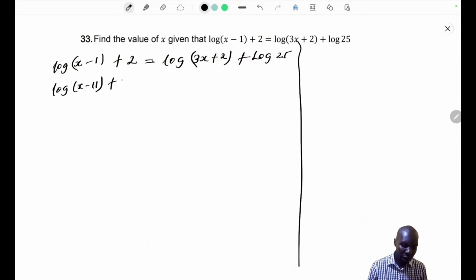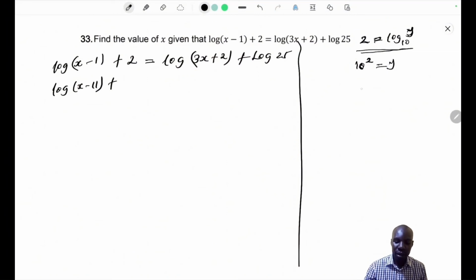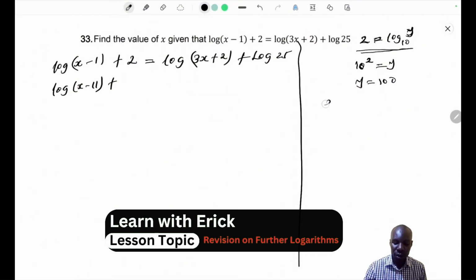instead of having 2, we can convert it into log form and say that 2 is equivalent to log of a given number to base 10. Because we are dealing with the standard base. If the base is not indicated, then you must know that you are dealing with the standard base, which is base 10. So 2 can be written as log of a given number to base 10. To find this number y, you must convert from logarithmic notation to index notation, whereby 10, which is the base, raised to power 2 gives you y. So y will be 100. So 2 can also be written as log of 100 to base 10.